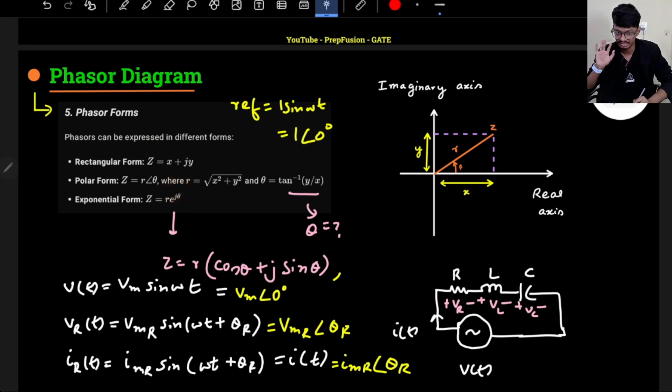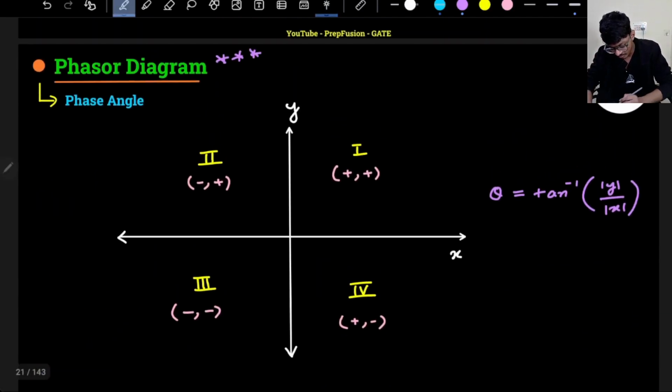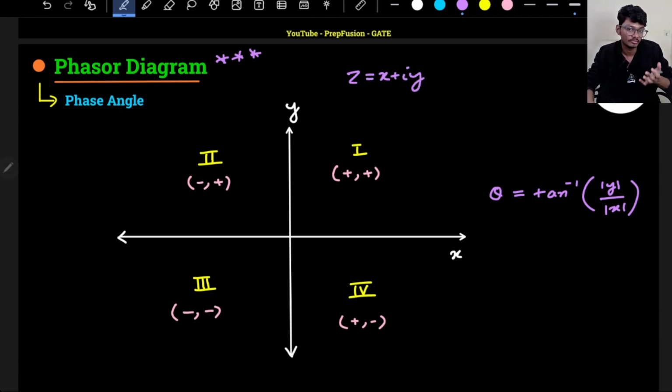Because sometimes the phase angle is negative, sometimes it is positive, sometimes it is 180 minus some value, sometimes it is 180 plus some value. All that will be cleared here. So let's say you have a complex number or a phasor number like this, z equals x plus iy. How do you find out the angle?